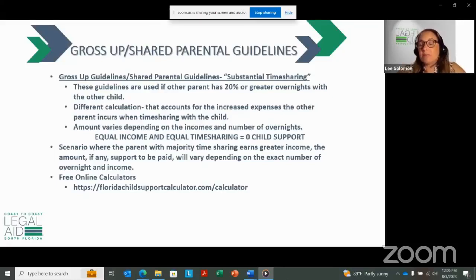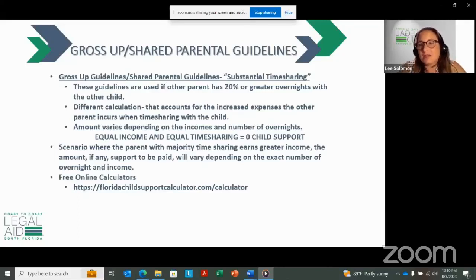The amount really varies depending on the incomes of the parties and the number of overnights. Basically, though, in the example that we showed from before, if you have two parents who are earning equal incomes, mom and dad both making $2,000 a month, and they're each spending equal amounts of time with the child, then the child support would be zero. In a scenario where the parent with the majority of the time sharing earns greater income, the amount of support, if any, that is going to be paid is really going to depend on the exact number of overnights and income.